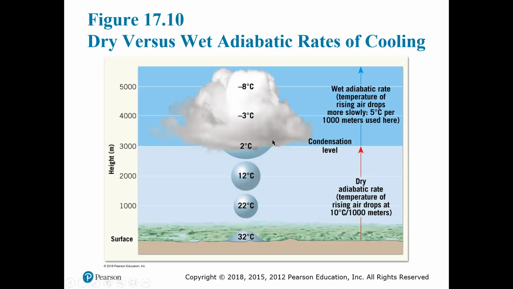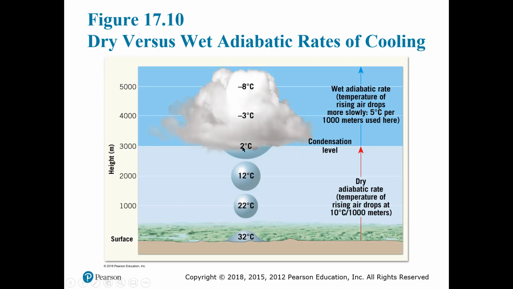And then the same thing happens as it descends. For every 1,000 meters it descends closer to the surface, the air is heated by 10 degrees. So this is called the dry adiabatic rate, because we're not talking about any form of saturation here. Dry air.